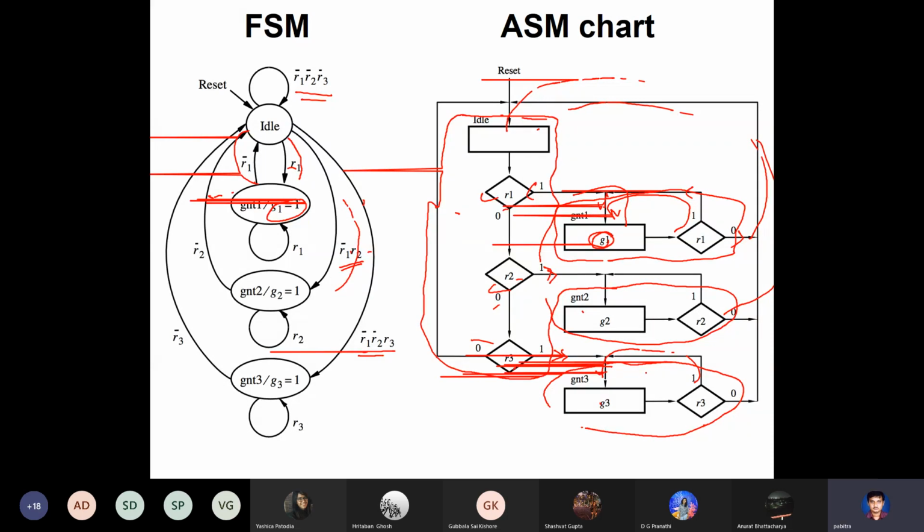Okay, so this is the ASM chart. I think it is very easy. I mean, you can easily convert one to the other. In these examples, probably the benefit of the ASM chart is not very apparent. I just kept them simple so that you understand the conversion.